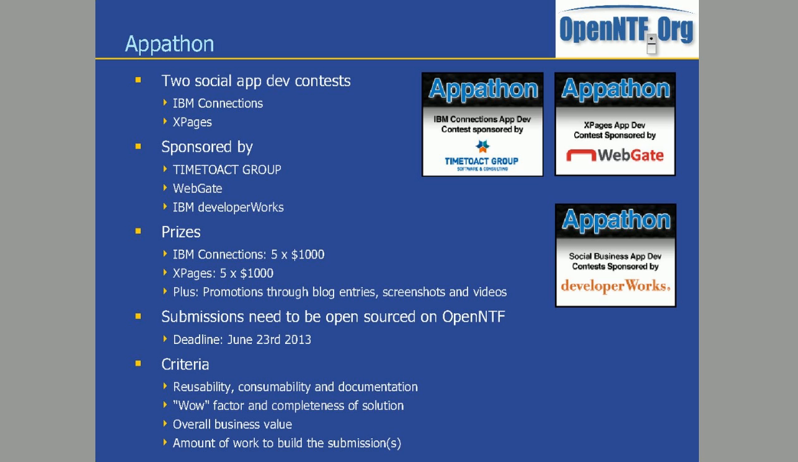And we just launched at IBM Connect a new big appathon, which is actually 2 social app dev contests at the same time. One for IBM Connections and one for XPages. In both of these contests, you can win $5,000 or $1,000. These contests are sponsored by Time to Act Group, by WebGate, and by IBM developerWorks. And you can still participate. There are, I think, 6, maybe 7 weeks left until June 23rd.